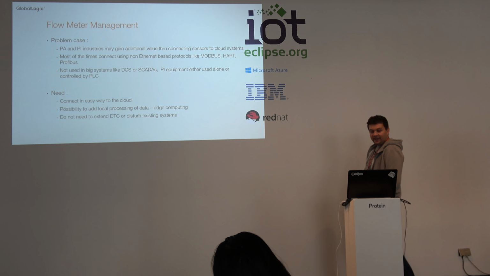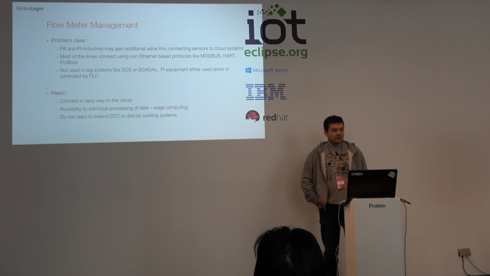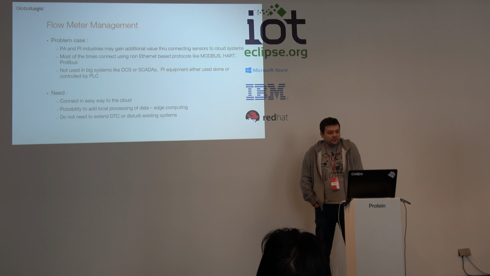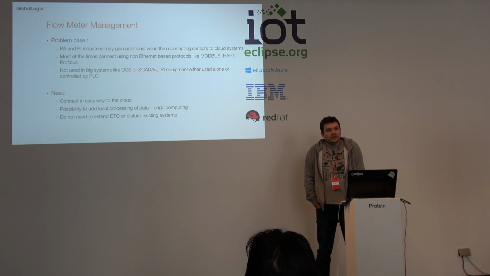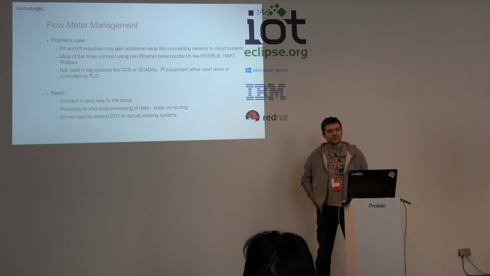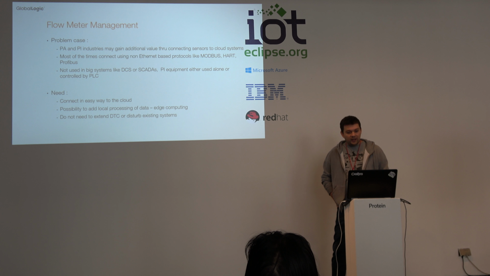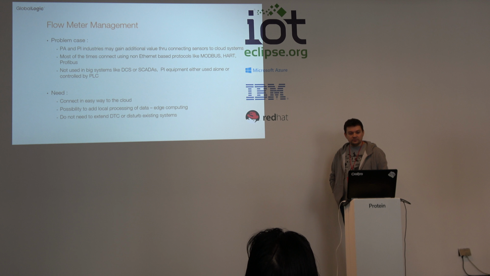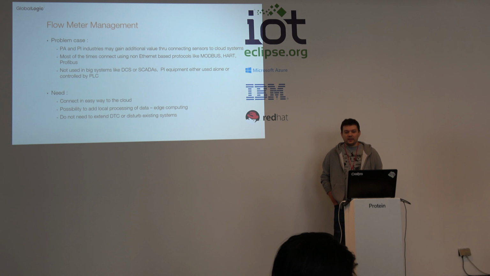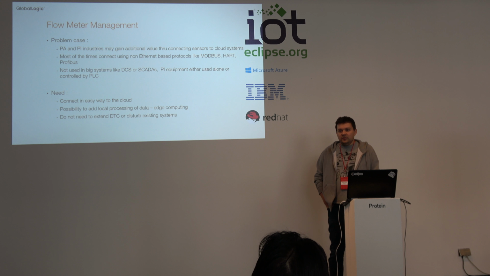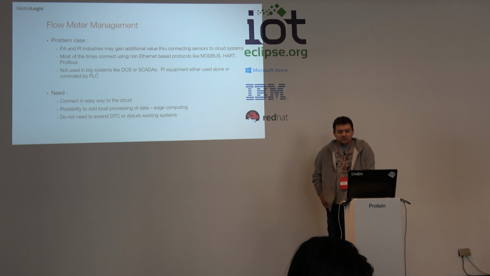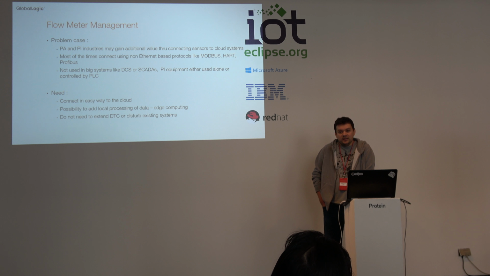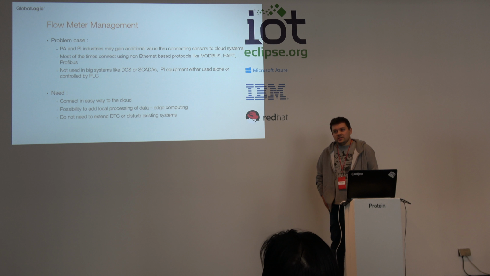So, PA and PI, what is it? PI is process automation, PA is process instrumentation. It's the ground base for all big factories and installations. And our approach is to connect sensors and actuators or controllers to the cloud. Most of the time, those devices are connected using non-Ethernet connections. So there are Modbus, HART or Profibus. Mostly this is a serial connection or even an analog one.